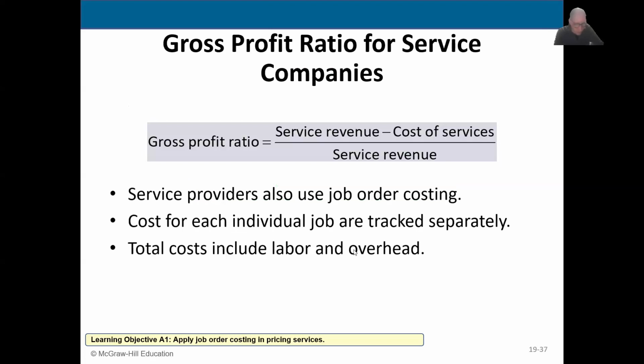Okay, and then of course, it's an accounting course, so there's a ratio. Oh, you love my ratios.